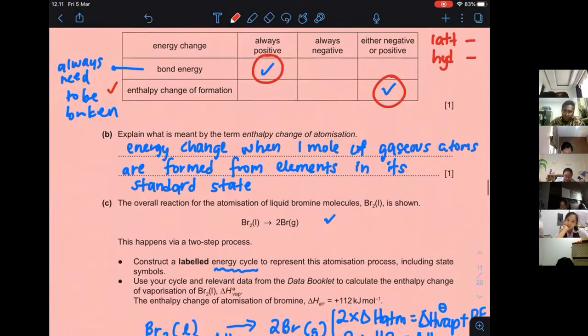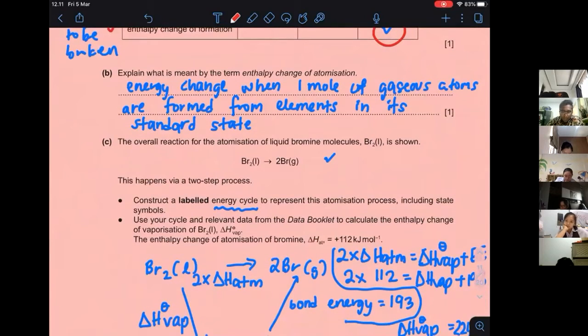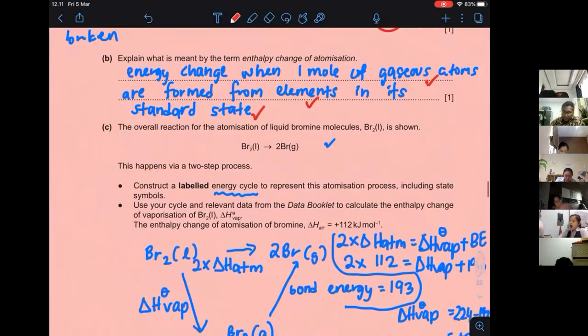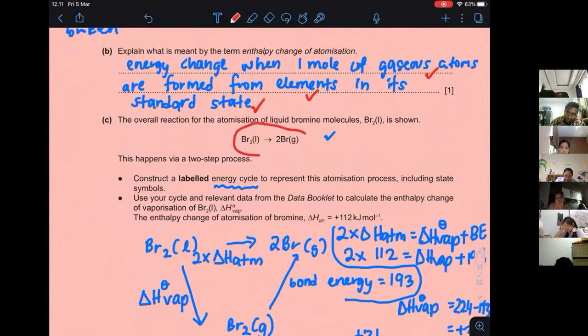Now, going further: explain what is meant by the term enthalpy of atomization. Enthalpy of atomization is when you form 1 mole of gaseous atoms from elements in their standard state. And you can see here, this is one example of enthalpy change of atomization.